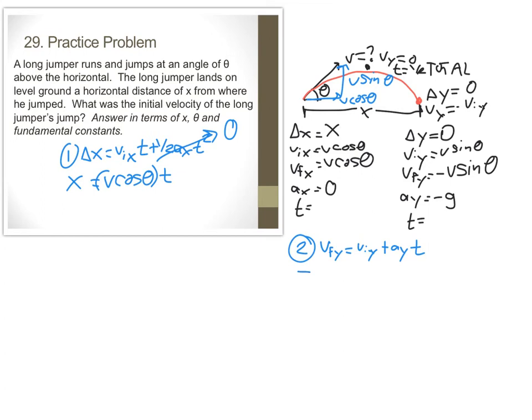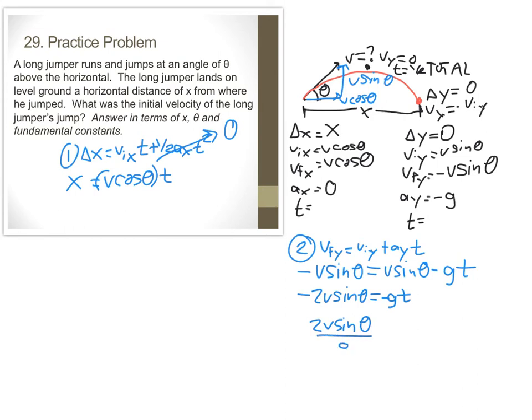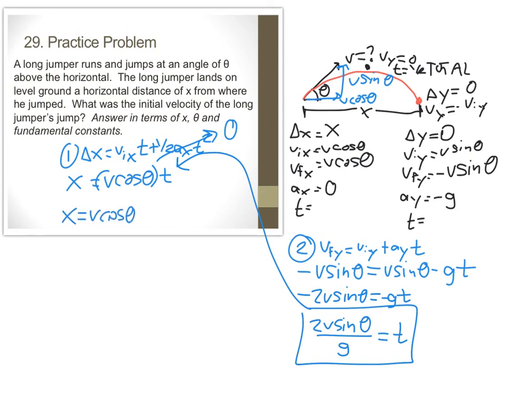But I'm going to use my VFY equation, and I'm going to say negative v sine of theta equals v sine of theta minus gt. I'm going to subtract that v sine of theta from both sides, so I get negative 2v sine of theta equals negative gt. And solving for t by dividing both sides by negative g, I get 2v sine of theta over g is equal to my time. I can now substitute that back into my x equation, and so I get that x is equal to v cosine of theta times 2v sine of theta all over g.